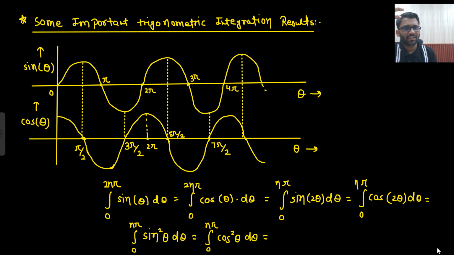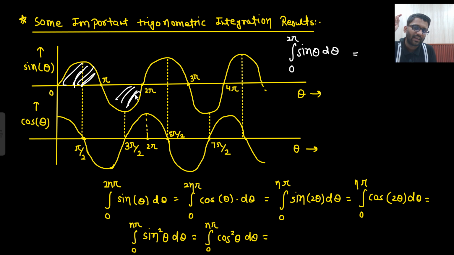So let's see some trigonometric results because it was useful here. This is the graph of sine theta, right? This is the graph of cos theta. If I am asking you what is the integration of sine theta d theta from 0 to 2 pi, what are you going to do? You are going to add this area plus this area. Whatever positive you are getting, the same negative you are getting here. So the answer will be 0, right?